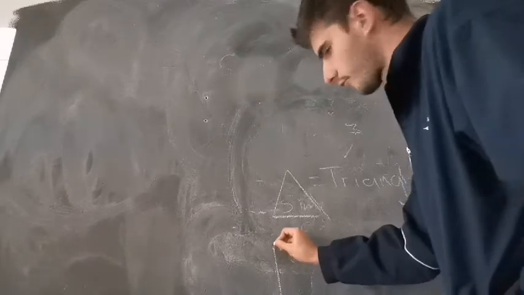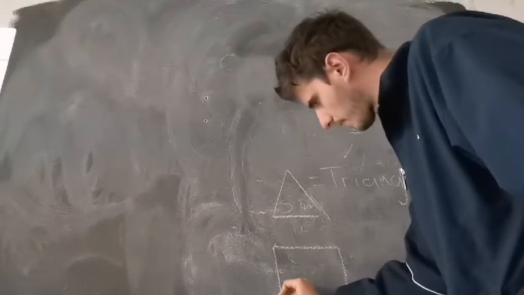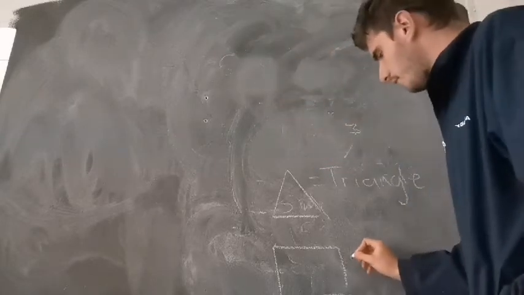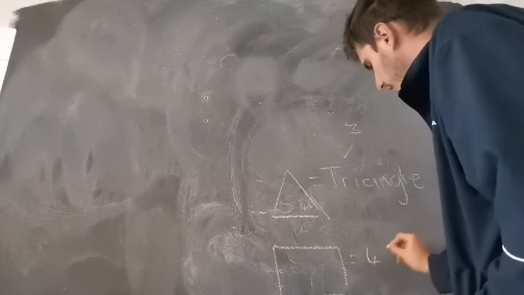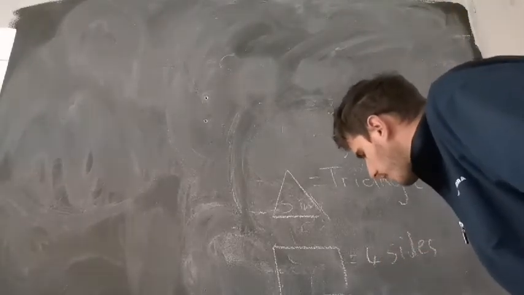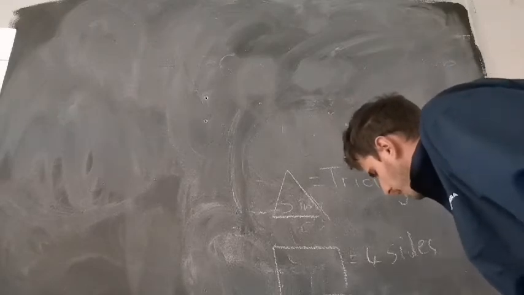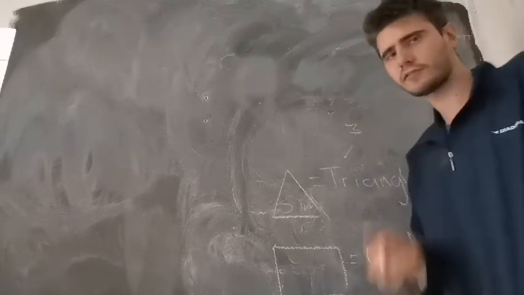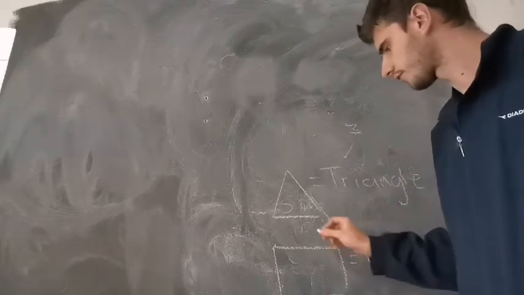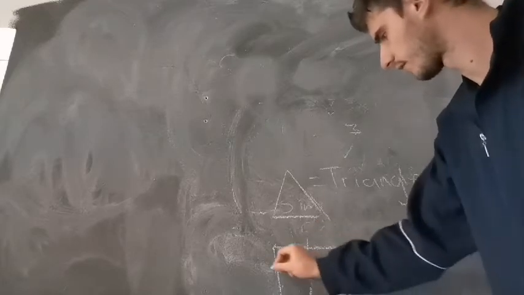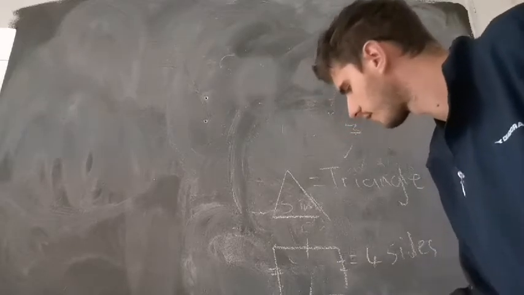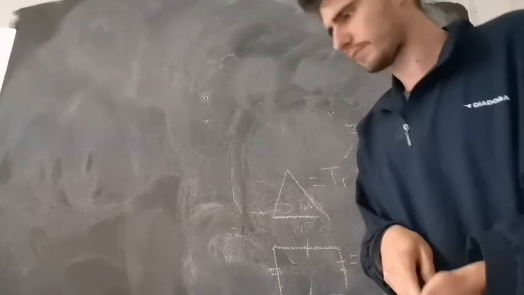Then we've got our square. I've drawn a rectangle and a square. Now a rectangle has 4 sides. A square has 4 sides. The only difference between a rectangle and a square is that a rectangle has 2 sides that are the same. So this side and this side is the same. This side and this side is the same. A square has 4 equal sides. So that's the most basic of our shapes.